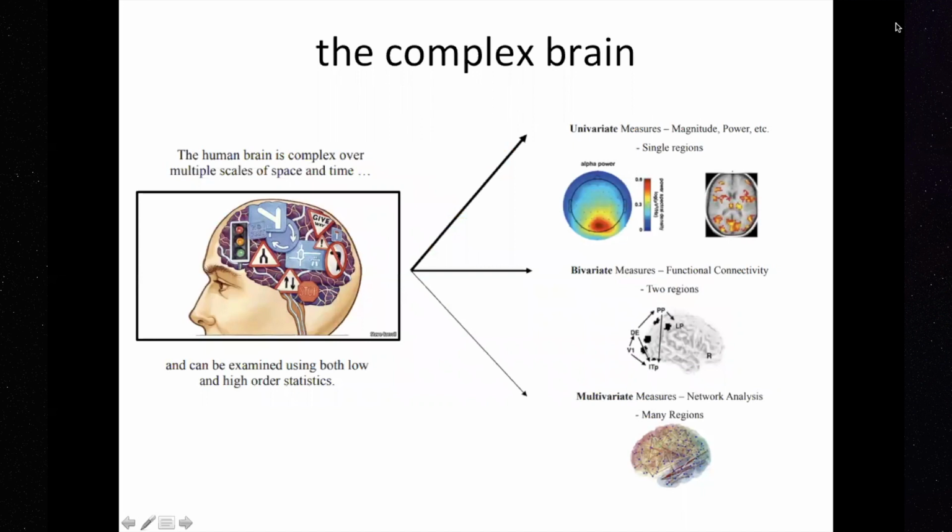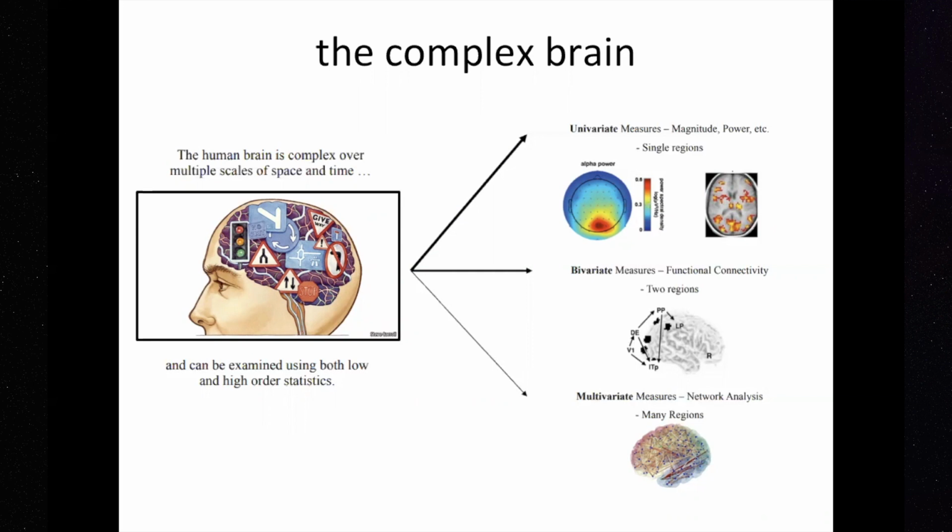So the human brain is really complex over multiple scales of space and time. It may look something like this. And most importantly, we can examine it using both lower and higher order statistics. So here on the right, you see different levels of statistics increasing from top to bottom. The lower statistical properties would be univariate measures. Those could be the magnitude or the power. But most importantly, here we always focus on single regions.